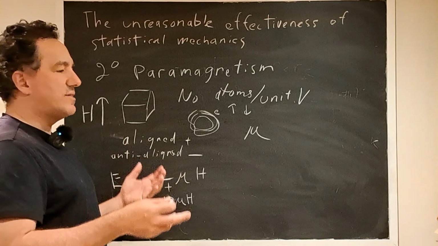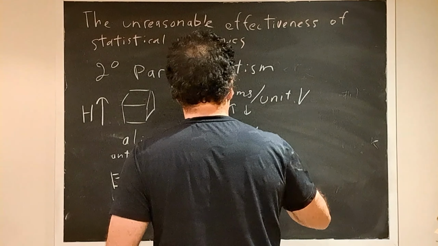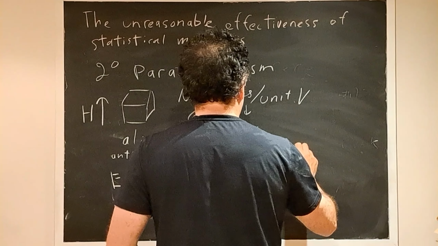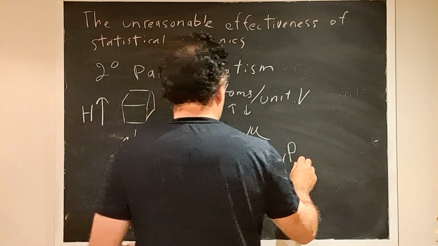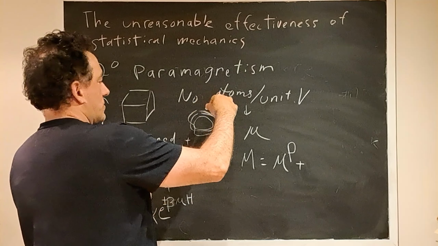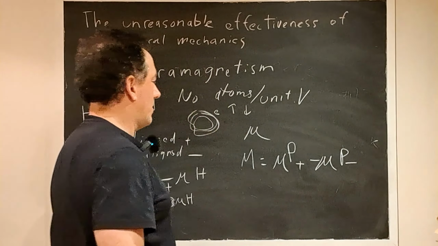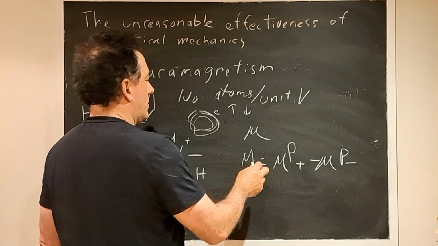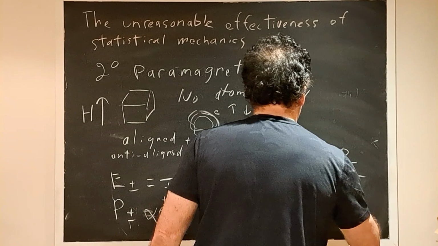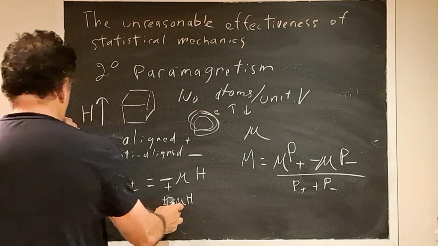So we want to know what is the magnetization of a single atom on average in our volume. So we will have that the magnetization is equal to the magnetic moment times the probability that the atom is aligned, plus the magnetic moment in the not aligned case, which will give us a minus sign, minus mu, times the probability of the atom not being aligned. And if we want to normalize all this, we will divide by the probability of aligned plus the probability of not being aligned, which will normalize our distribution.